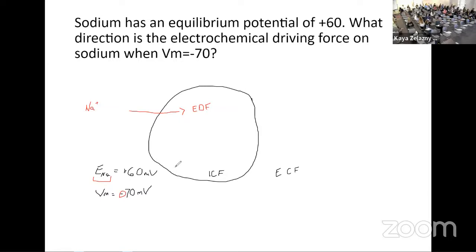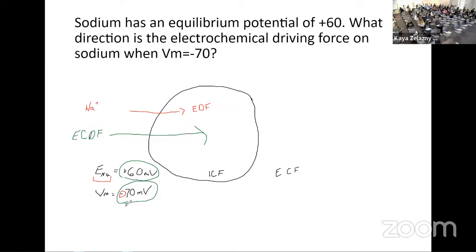The way I like to think about this to figure out our ECDF is I just think about how we would get from -70 millivolts to +60 millivolts. So to go from this negative number, make it more and more positive, our sodium would have to go in because it's a positive ion. So our electrochemical driving force on sodium is into the cell from this membrane potential of -70.